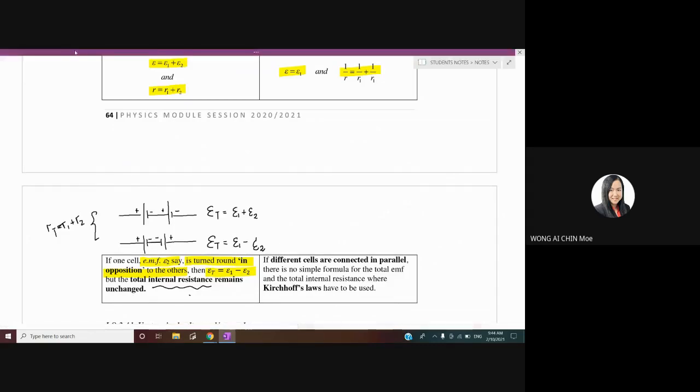Okay, next. If different cells are connected in parallel, there is no simple formula for the total EMF and the total internal resistor. Kirchhoff's law we will learn later in the next subtopic, 3.6, the Kirchhoff law. Later we will use Kirchhoff's law to determine these if there are a lot of cells connected together.